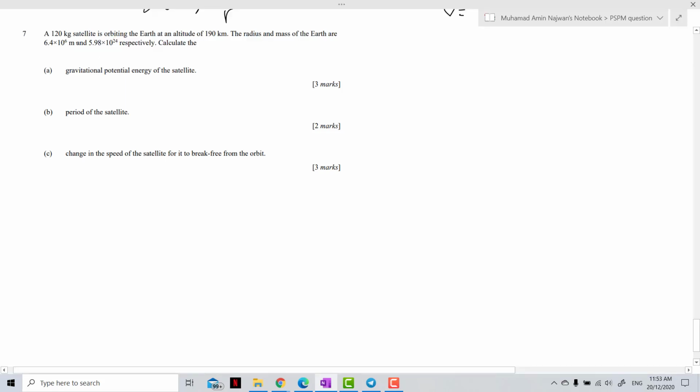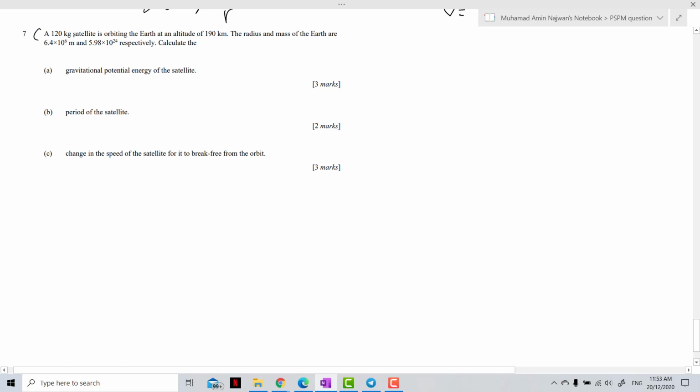Sebab nanti the remaining time you can use for the second part of the question, question 9 sampai question 14 and question 13, and also korang boleh double check. So you can use the remaining time there. Yep. So continuing on pada question 7.